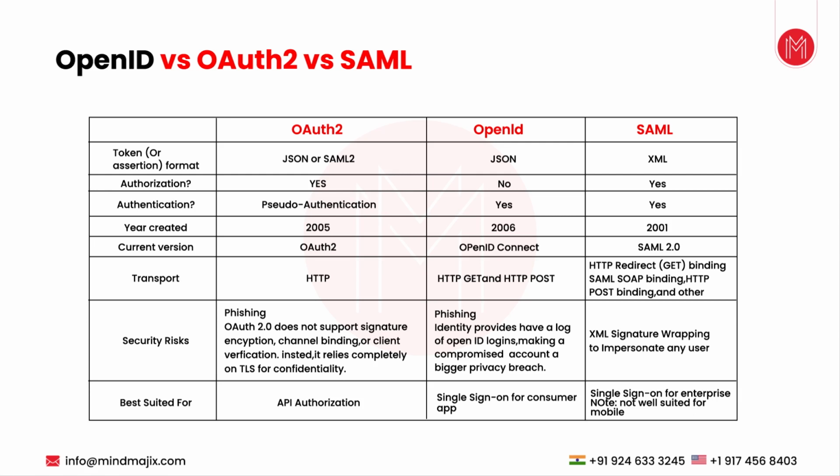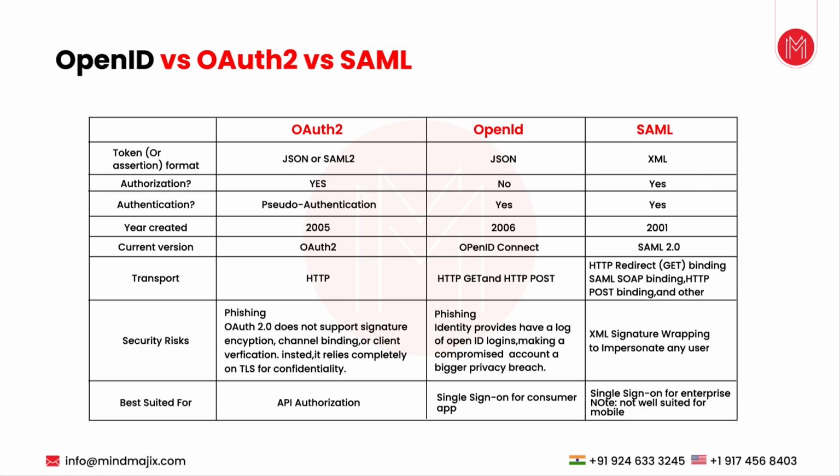As for security risk, if we talk about OAuth 2.0, it's phishing. OAuth 2.0 does not support signature, encryption, channel binding, or client verification. Instead, it relies completely on TLS for confidentiality. You would have seen that the client ID or client secret is provided by the end user or the identity provider who has registered the application. It's not something the client has that is unique on its own, so it's not verifying the identity of the client. That's where a lot of phishing attacks happen when we talk about OAuth 2.0.